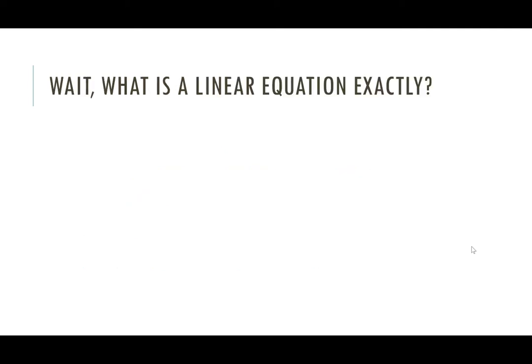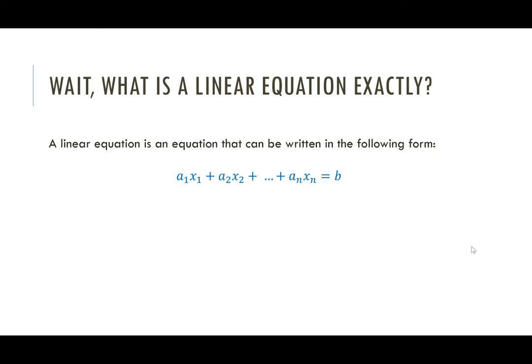All right. The last thing I want to talk about is something that one might describe as a huge oversight in your book. Your book never defines what a linear equation is exactly. They kind of just assume you know, and maybe you do, but for the sake of completeness, I want to define it mathematically. So, mathematically, a linear equation is an equation that can be written in a certain form. It can be written like this.